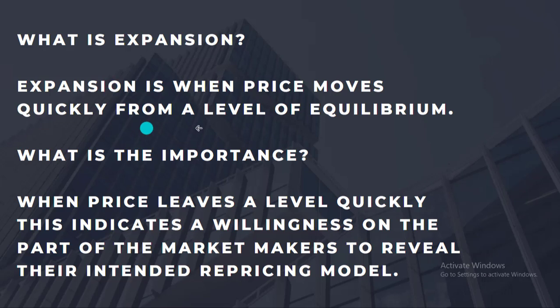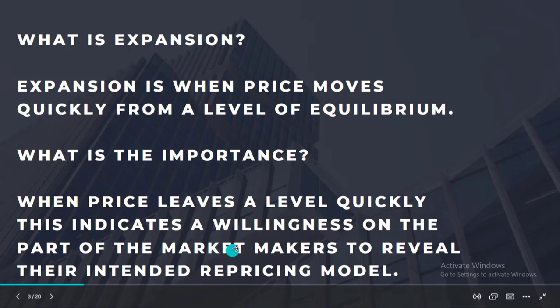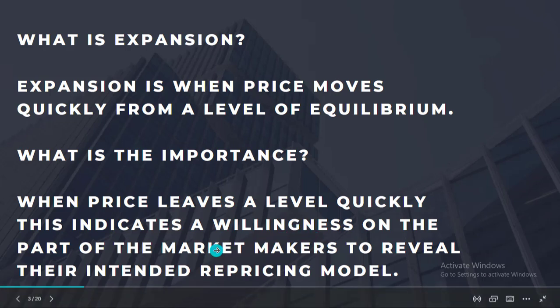Why is it important? It is important because when price leaves a level quickly, it indicates the willingness on the part of the market makers to reveal their intended repricing models. So how we know the intention of the market makers towards their new repricing model is to look at the expansion or the new price leg they have created. It's called an expansion, or sometimes even an impulse swing.